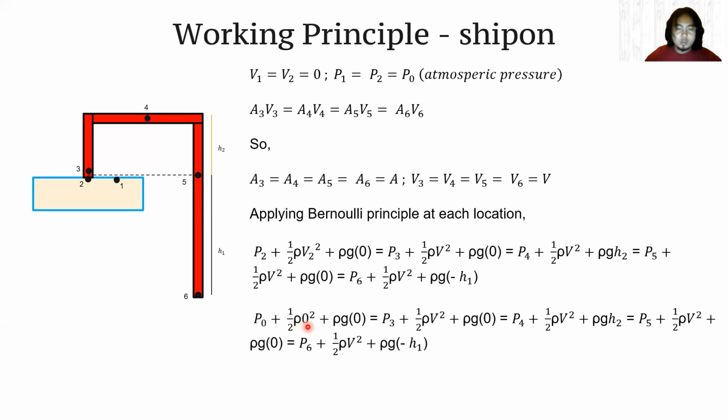This is V2. Since V2 is 0, we substitute this value into the equation as 0, and then rho g is 0. And this is the same as before, and also the same as before. So we just plug the atmospheric pressure in for P2 here.